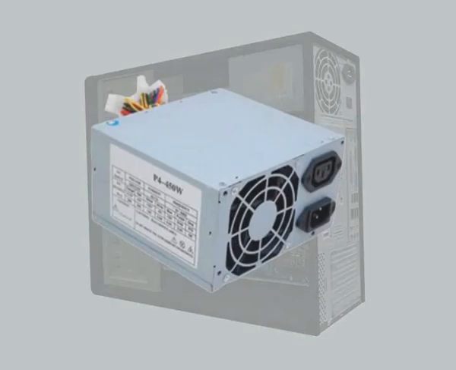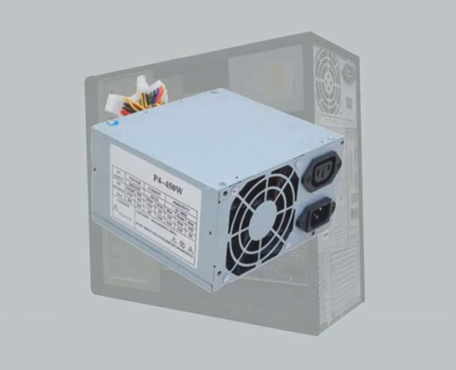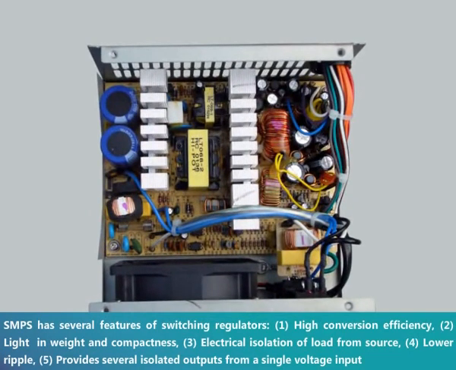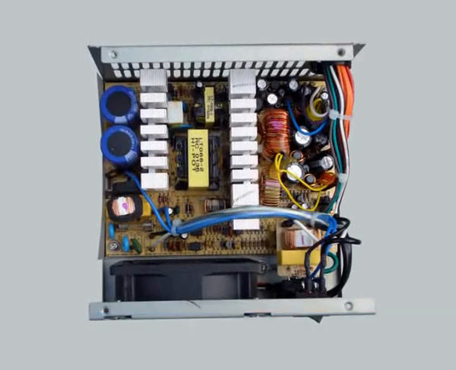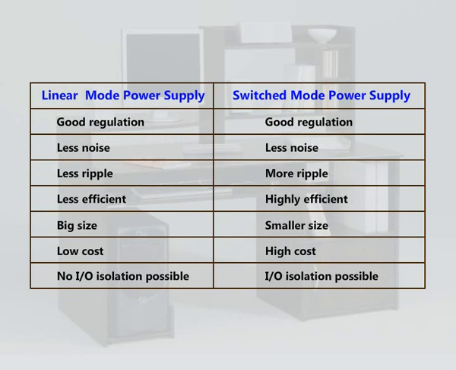This is SMPS. It finds an application in laptops, scanners, mobiles, zip drives, hubs, printers, TV receivers, computers, VCRs, and so on. SMPS has several features of switching regulators: high conversion efficiency, light weight and compactness, electrical isolation of load from source, lower ripple, and provides several isolated outputs from a single voltage input. The difference between the linear mode and the switch mode power supply is shown in the table.